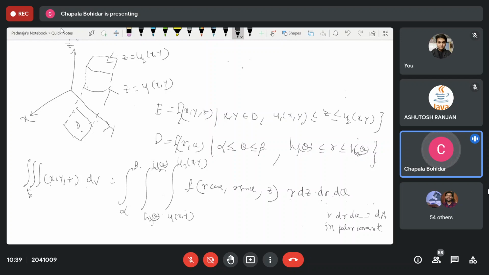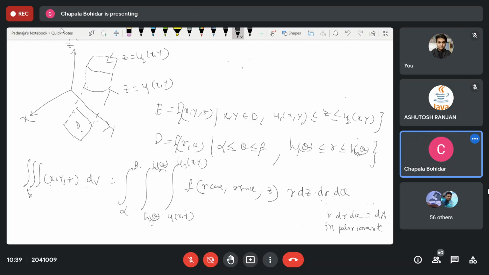Now similarly, type 3 is parallel to the x-axis, where the surface lies. Type 2 is parallel to the y-axis, where the surface lies. So according to this, u1 and u2 will change. Okay, so now an example.